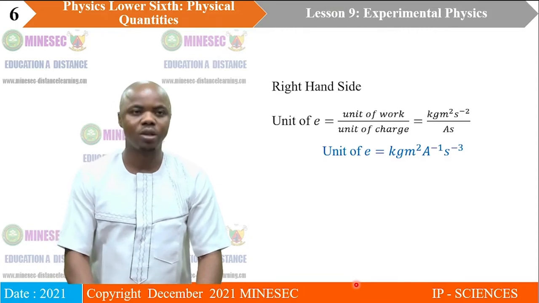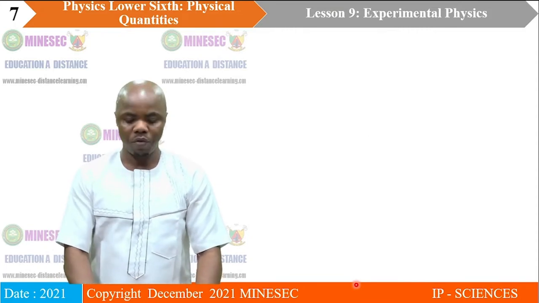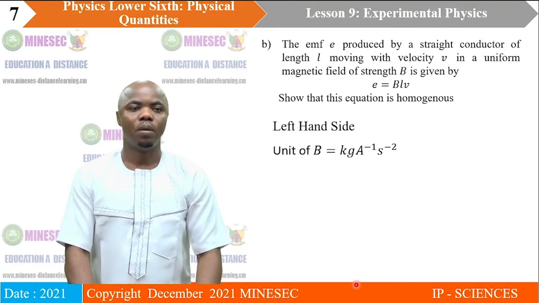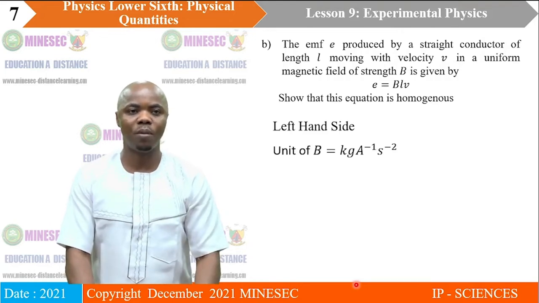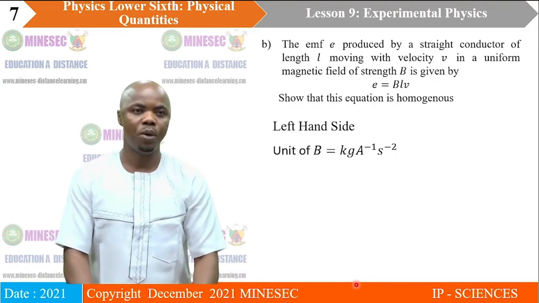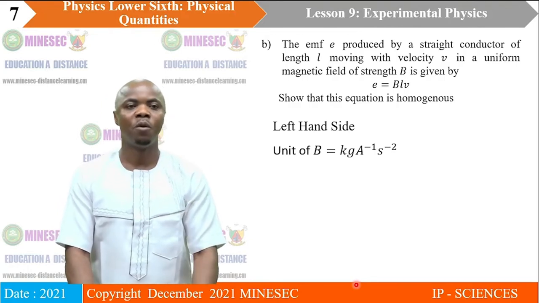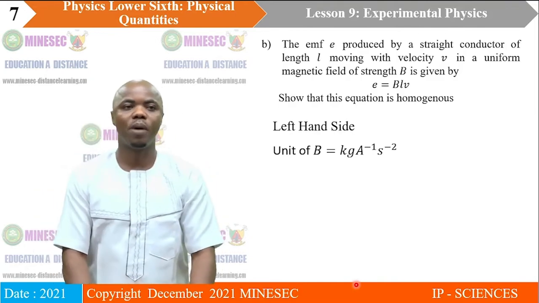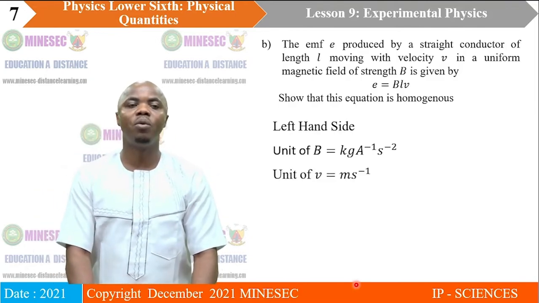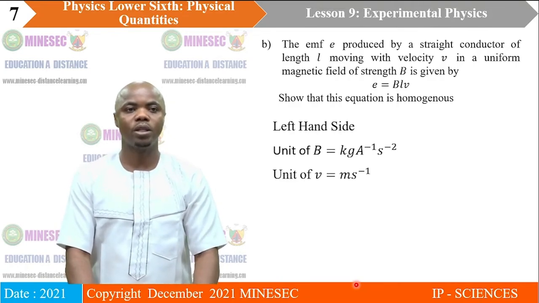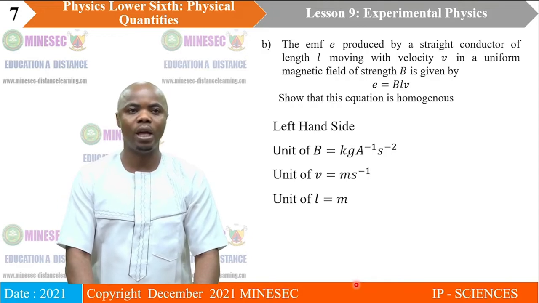We go to the left-hand side. The left-hand side, we have B. From the previous part A of this question, we were asked to determine the base unit of B. So I can just bring in the base unit of B from part A, which is kilogram, ampere to the minus 1, second to the minus 2. The unit of V, V is defined as the speed, so it's meters per second. And the unit of L is the meters.